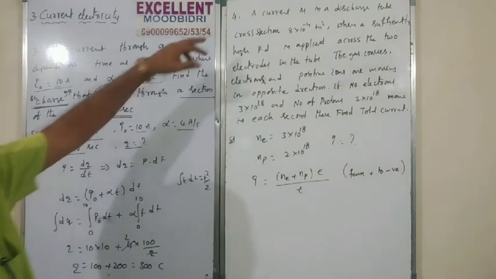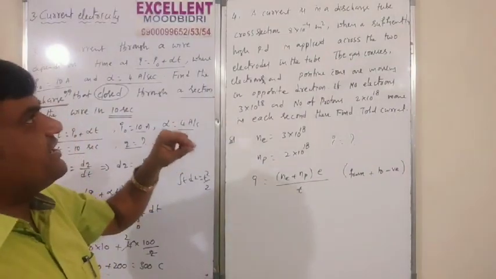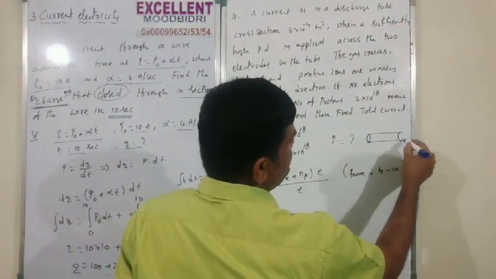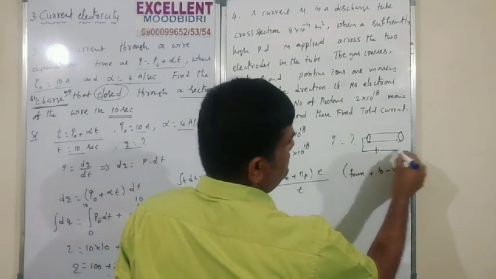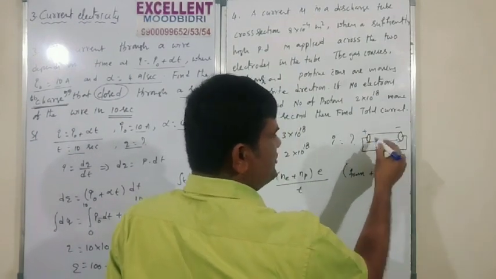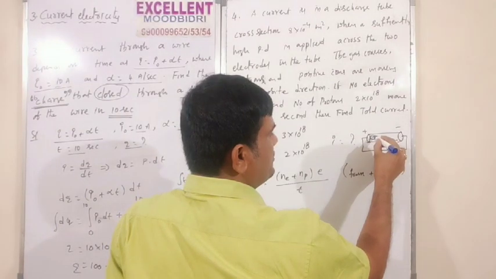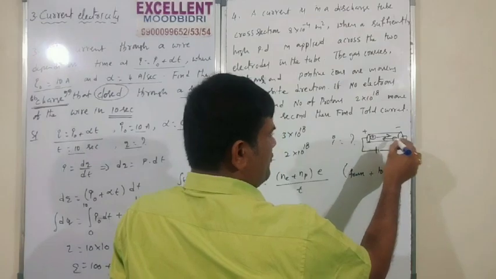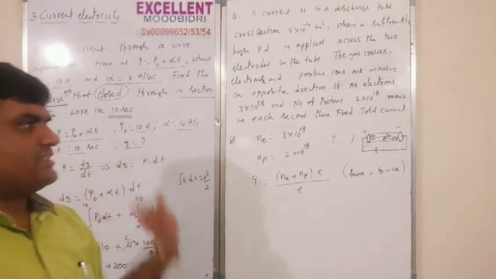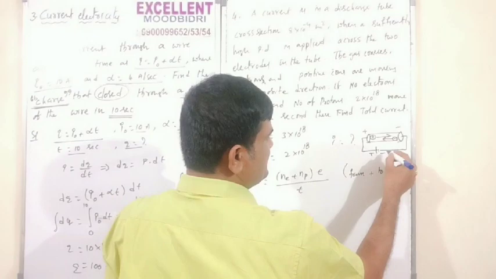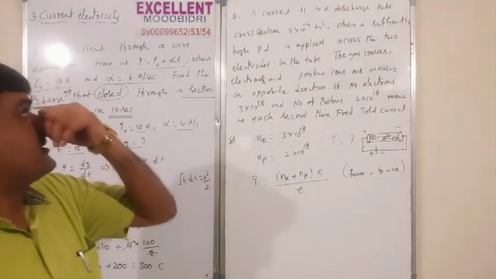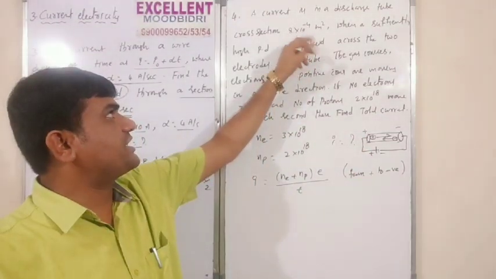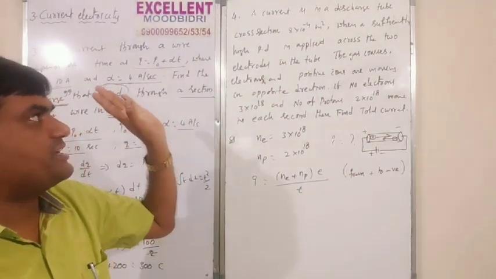Right. Next question: a current in a discharge tube. Previously also I have given this one, right? Discharge tube, like that. This is positive, this is negative. So positive ions move from the positive to the negative terminal. Negative ions move from the negative terminal to the positive terminal. Cross section area is equal to 8 into 10 power minus 4 meter square.